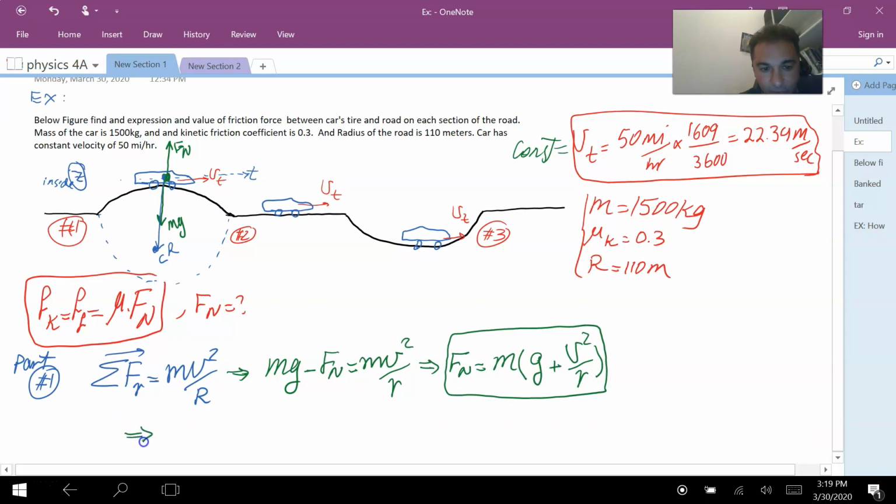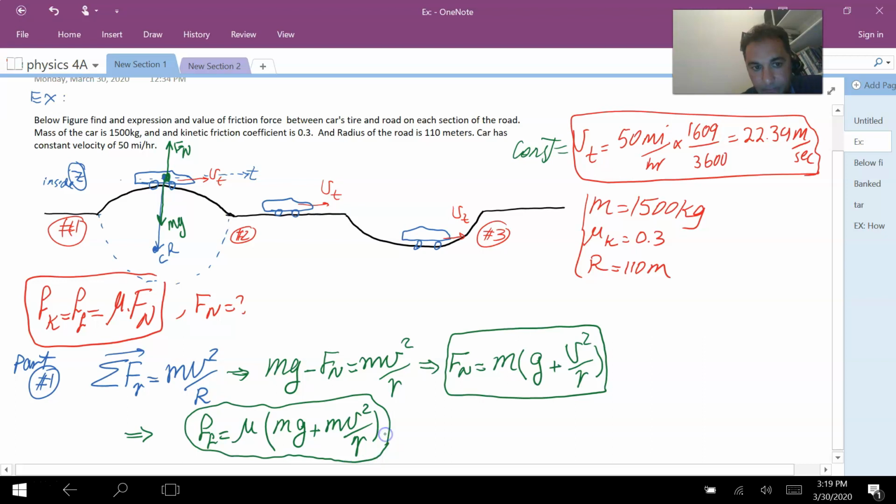Now, if I want to find the friction force, the equation for that section will be mu Fn. Mu instead of m, I'm going to write mg plus mv squared over r. This is for part one. I made a mistake, right? mg minus, sorry, this will be minus.